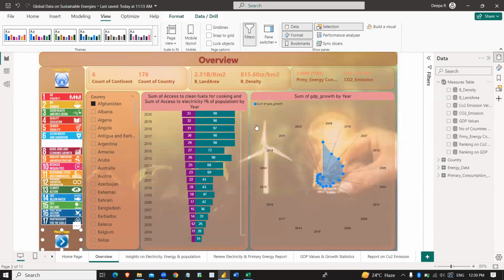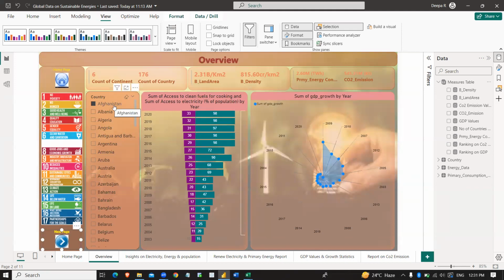And then apart from that one, I have given this slicer over here, in which I have used the country entity. And then here, this is a tornado chart. It is a custom chart which I've used to present the access to clean fuels for cooking and access to electricity, percent of population. So what percent of population is having access to the electricity or for the clean fuels for cooking?